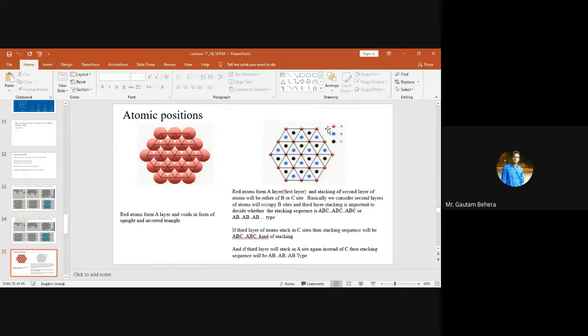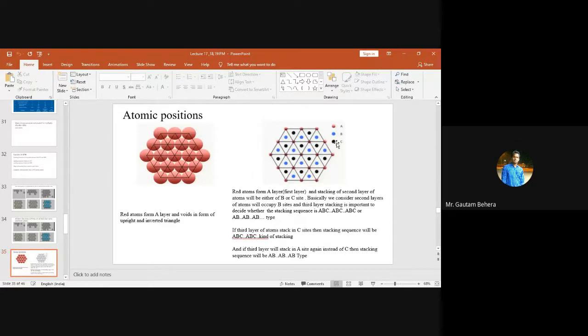So the first layer of atoms is denoted by A. The voids which form are of two types, either B or C, right? So this is an A layer of atoms having B kind of voids and C kind of voids. The black dots are C void positions and B voids are the blue dot positions, right? So the second layer of atoms may sit in the B positions or it may sit in the C positions. But basically, for our easy understanding, we always assume that the second layer of atoms will sit in the B positions. So that will become a B layer of atoms.